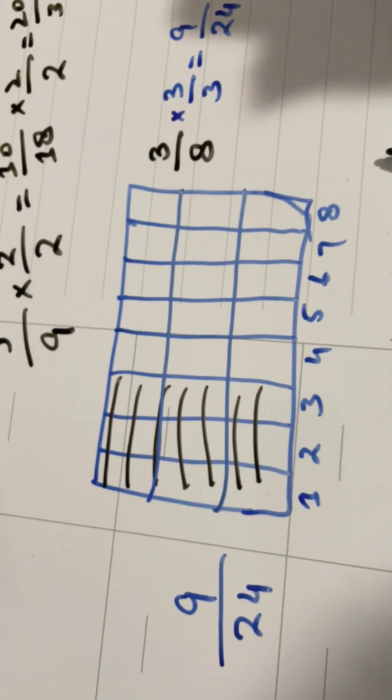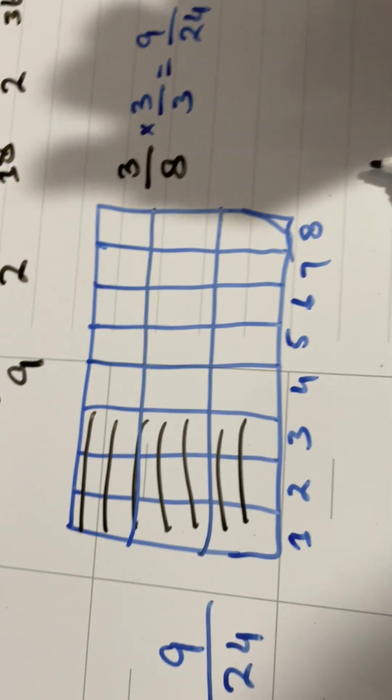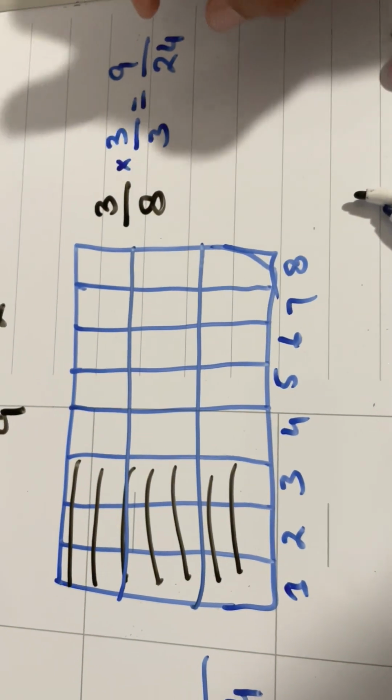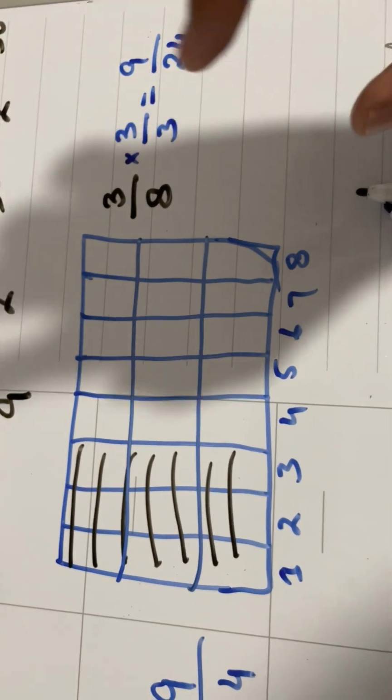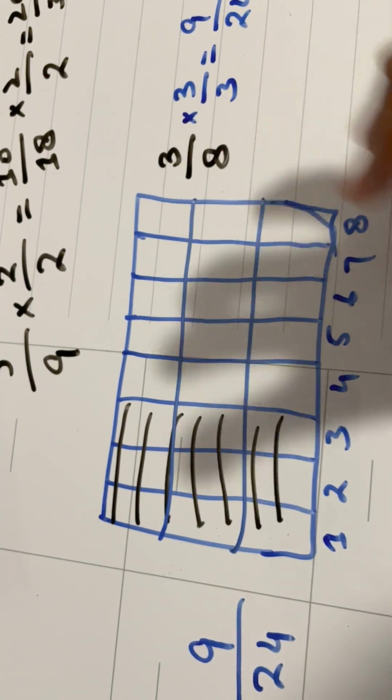Yeah, and that's all about fractions. And these are called proper fractions because their numerator is always smaller than the denominator. That's why these are called proper fractions. And we can map those on our boards.